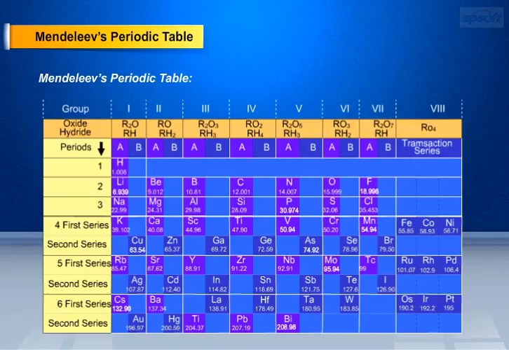We also see that Mendeleev left some gaps in his periodic table. He left these gaps because of his prediction for the existence of a few more elements, later discovered by other scientists, but not discovered by Mendeleev.